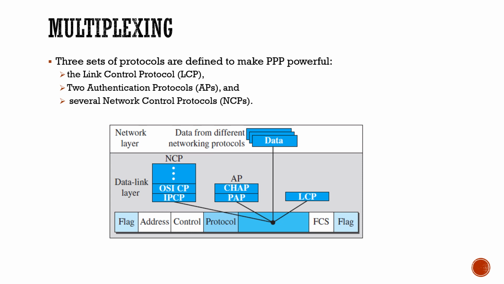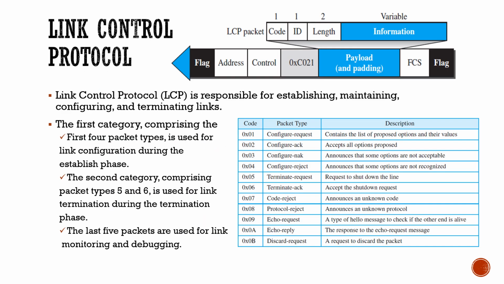In this we have three sets of protocols. One is the link control protocol, two is the authentication protocol, and three is the network control protocols. The link control protocol is only one. The authentication protocols are two. And then for network control protocols, we have several which can be combined. So these are the three sets of protocols.